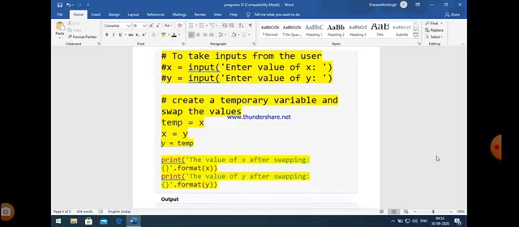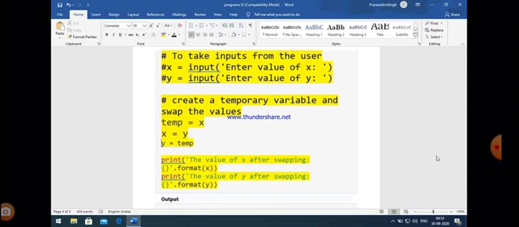Now what happens in this program is that the value of y is stored in variable x, and the value of x is now stored in y. So swapping is done here, and after that we give a simple print statement to print the output using the format function. So the value of x after swapping, and you can see that the curly brackets are here with no value given. The dot format x, so the value of x should be printed here, and that is the value of x after the swapping.